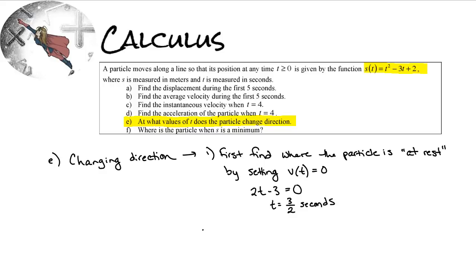Now part 2 of finding out where it's changing direction is to plot your at rest values on a number line.